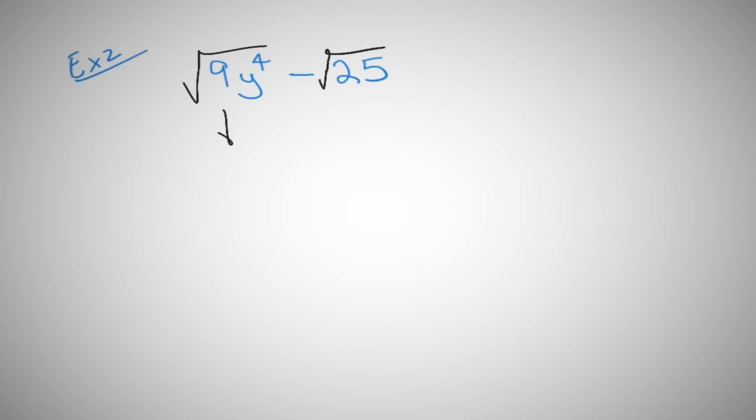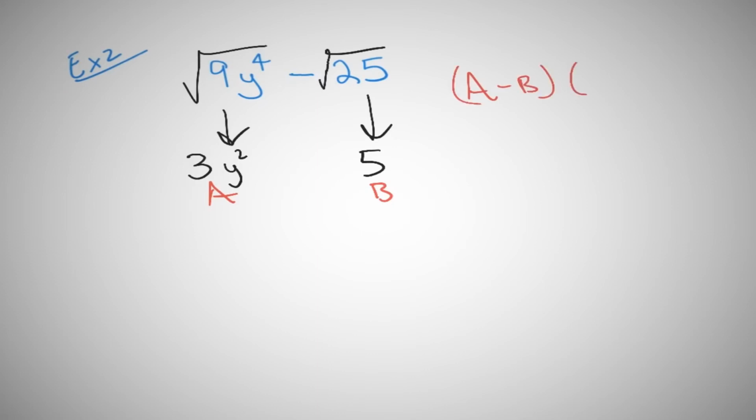If I take the square root of 9y to the 4th power, I get 3. And when you're taking the square root of the variable, you take half of that exponent. So you get 3y squared. So that one's a perfect square. And 25 we know is a perfect square because the square root of 25 is just 5. So right away, you have your A and your B term. And remember, when we're factoring, the order doesn't matter. We have an A minus B and an A plus B.